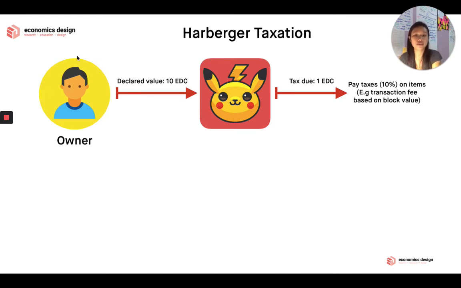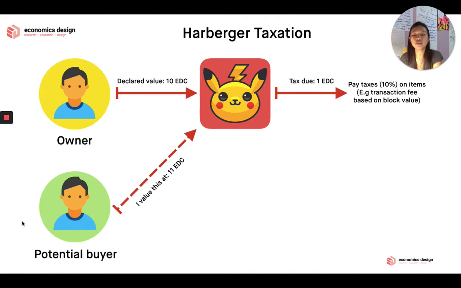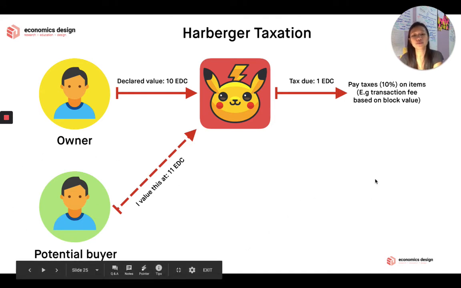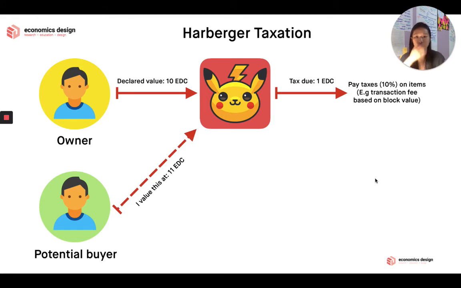But here's the catch. The first step is that he declares the value of Pikachu in this block. Now here's the catch. You have a different guy, a potential buyer, and he says, I really love Pikachu, and I'm building a Pokemon deck, and I'm just missing Pikachu right now. So if I see Pikachu, I actually value Pikachu at a higher price, at 11 coins.